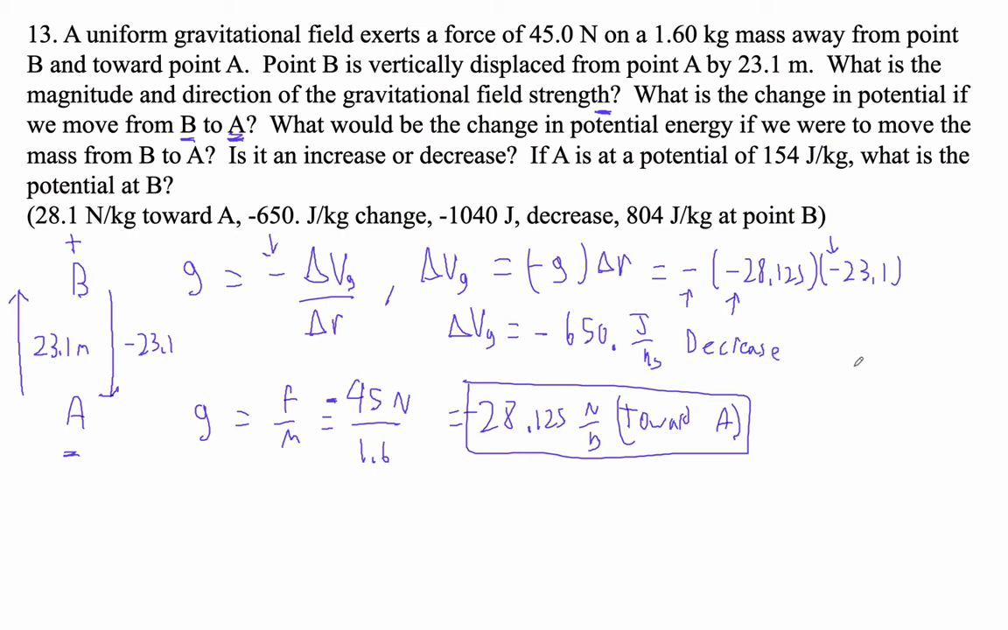Okay, so let's see if we move from A. If A is at a potential of 154 joules per kilogram, what's the potential here? Okay, well, so if we went down, when we decreased by 650, if we went back up, it would be a positive 650. So I'm just going to add the 154 to the 650, right? Does that make sense? Let's do it. And I get 804 is my increase here.